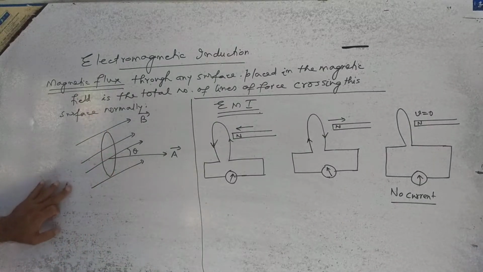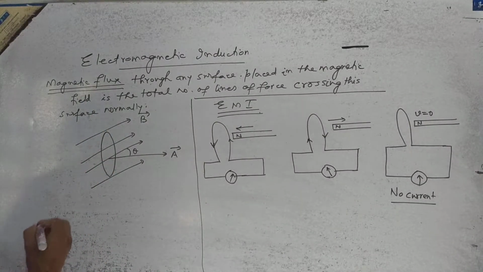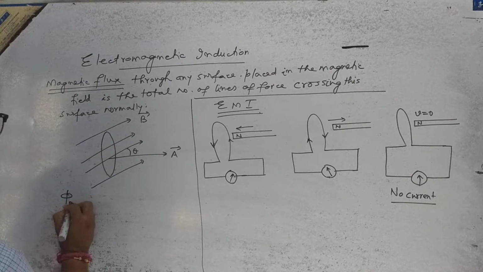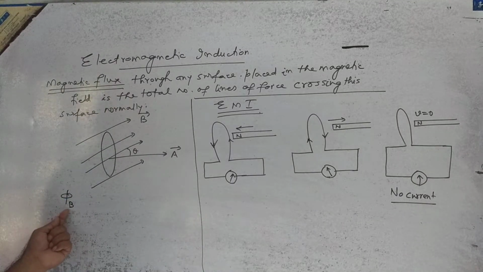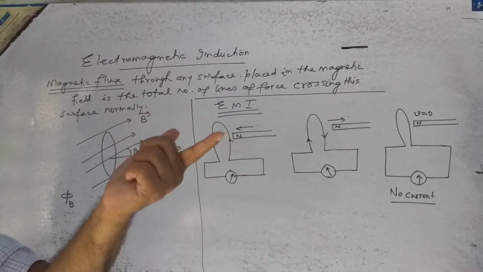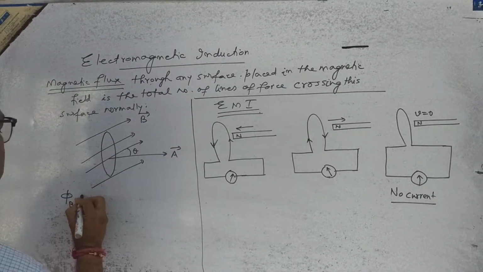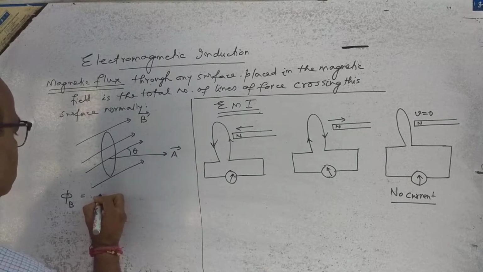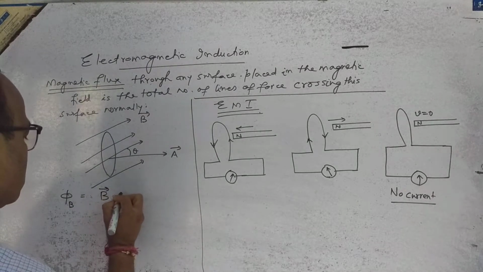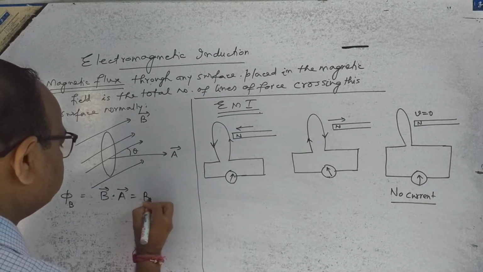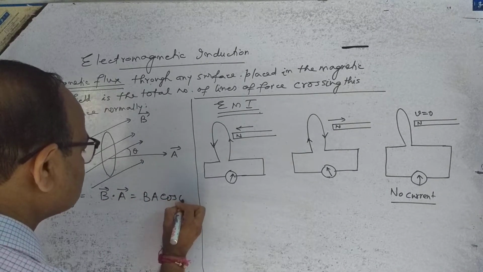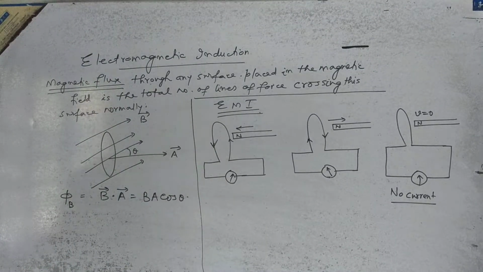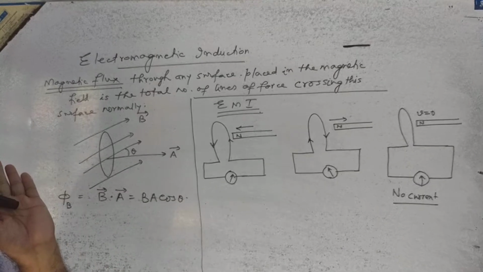Like this. In that case, what will happen? The magnetic flux phi B. B stands for magnetic, because there is the electric flux also. So phi B should be equal to B vector dot A vector, which is equal to B into A into cos theta. So magnetic flux is defined as this. Just like I told you, it is parallel to the electric flux.